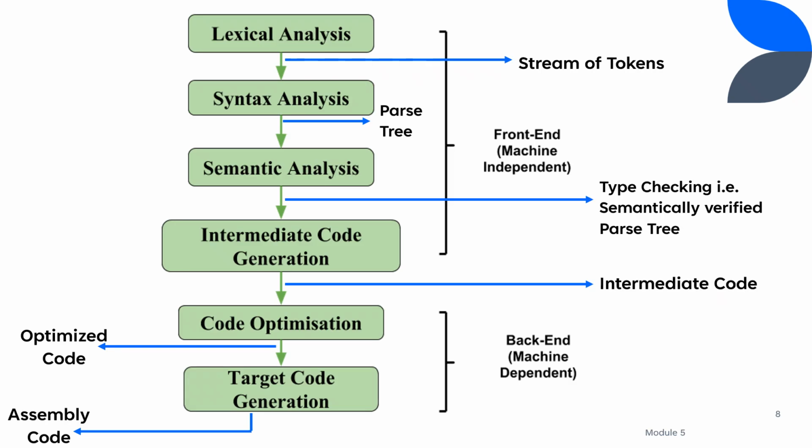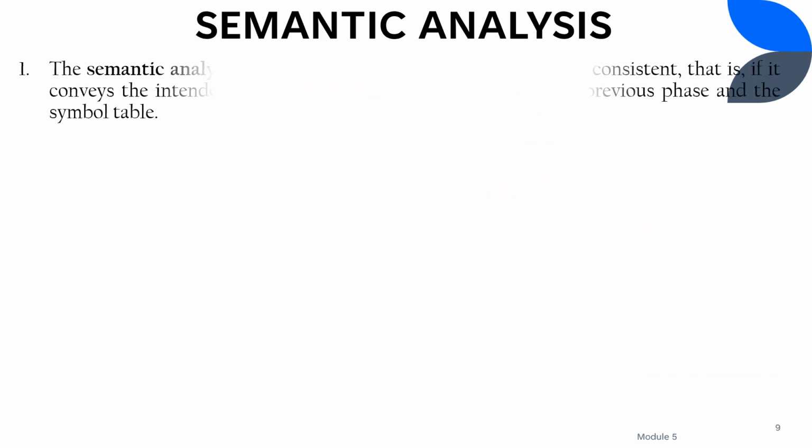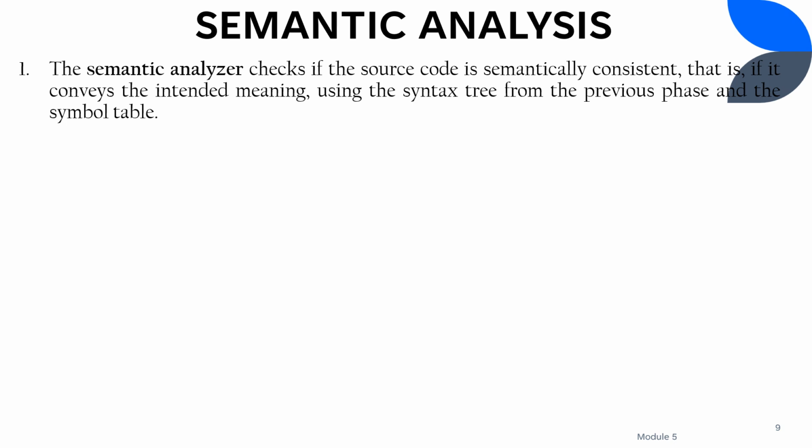Coming to the next step, after we have understood what is lexical analysis and syntax analysis, the output of syntax analysis, which is my parse tree, is then submitted to semantic analysis. What is semantic analysis all about? The semantic analyzer checks if the source code is semantically consistent. That is, if it conveys the intended meaning using the syntax tree from the previous phase and the symbol table.